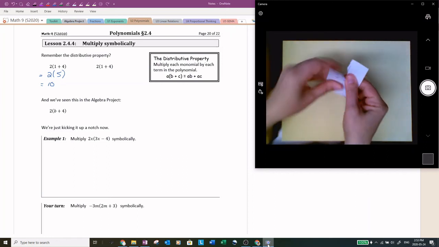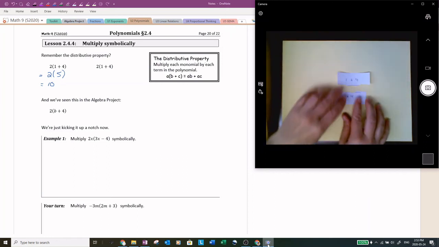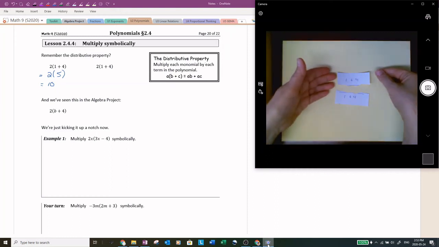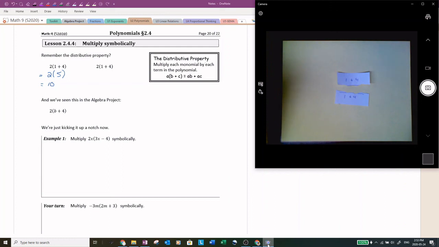I think I did this in class when we were doing the review at the beginning of the year, but I'm not sure. So I'll do it again. So here I've got a 1 plus 4 and I have another 1 plus 4, right? And I have both of them. I want to know how much of everything I have.